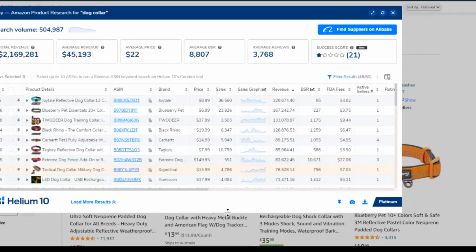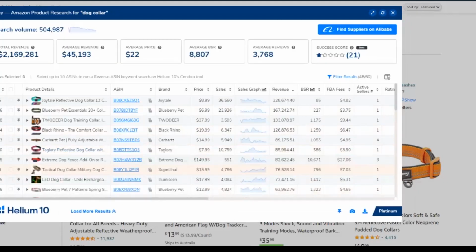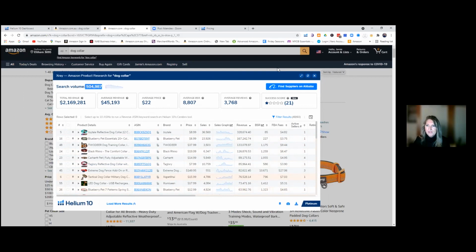So there is a little rundown of a great tool that can give you a snapshot of search volume, revenue, average revenue, price points, BSRs, reviews, and a hell of a lot more info. I love this tool. It's so cheap as well.